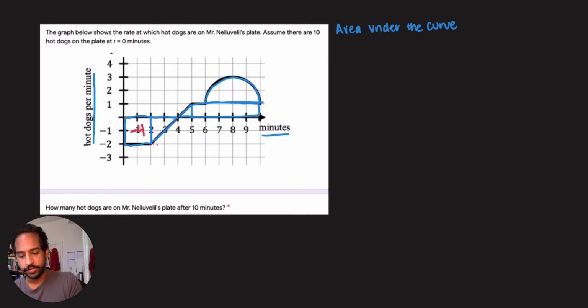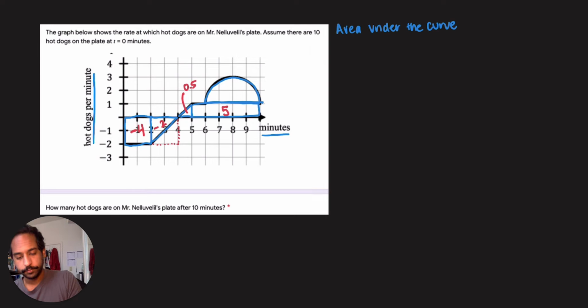Here, if this were a whole square, this would be 4, but since it's half of it, it'll be negative 2. This tiny one, if it were a whole square, it'd be 1, but since it's half, it's 0.5. And it's positive now because we're above the x-axis. This is 1, 2, 3, 4, 5 squares, so this will be 5.